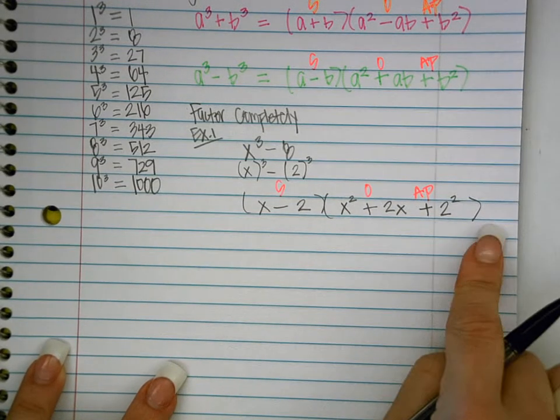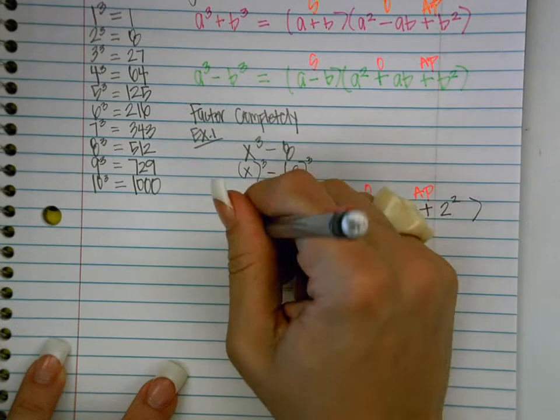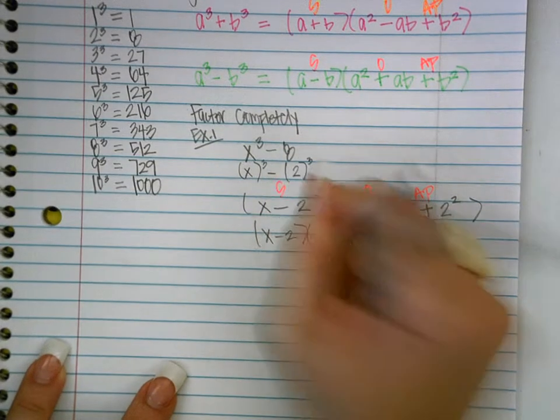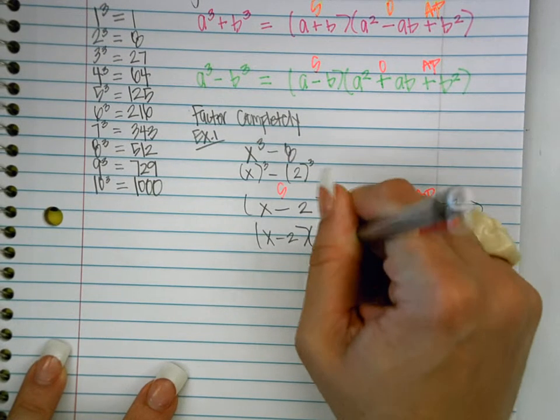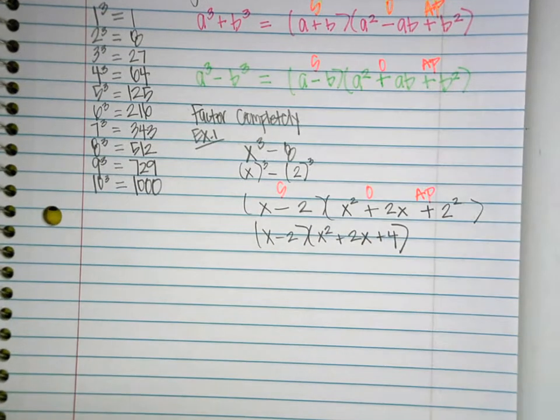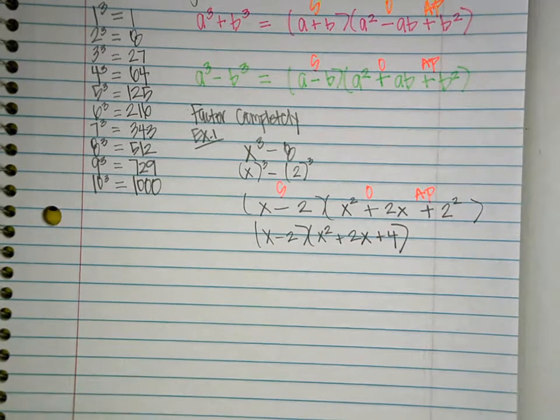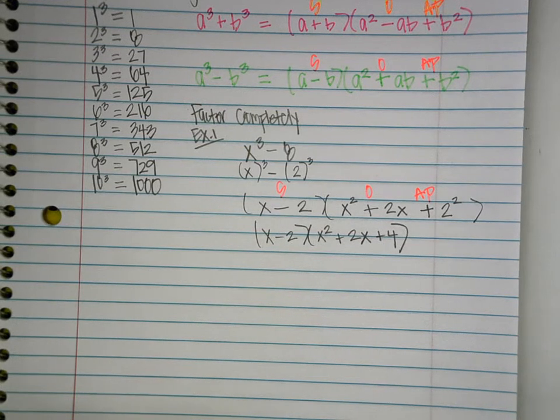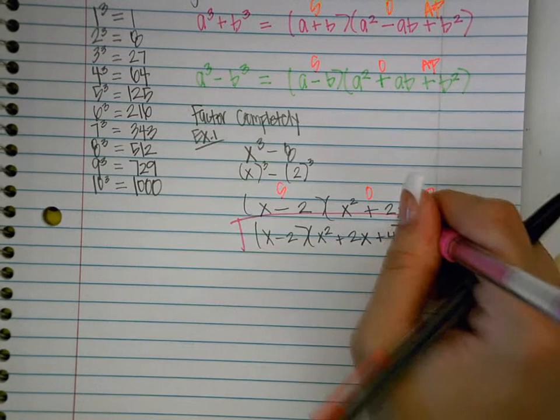Now, after that, I want you to clean it up because sometimes you have to do a little bit of work here. So your next step would just be x minus 2, and then clean this up: x squared plus 2x plus 4. That is your answer. And we're going to follow the same process all throughout today.